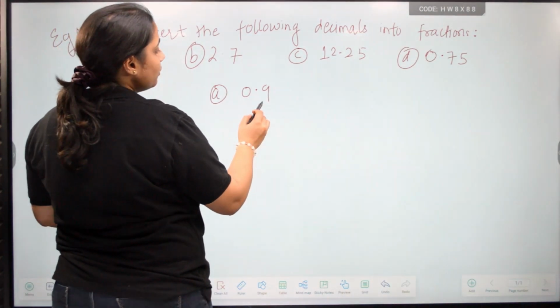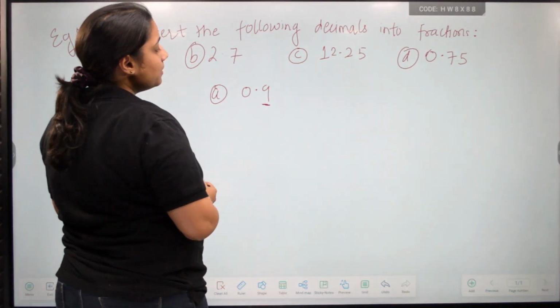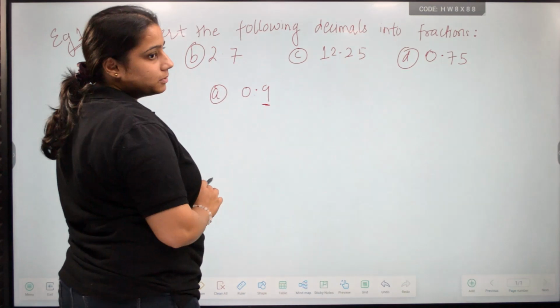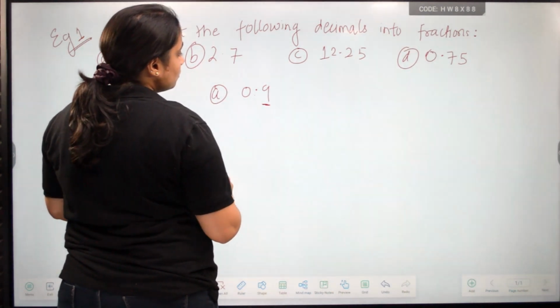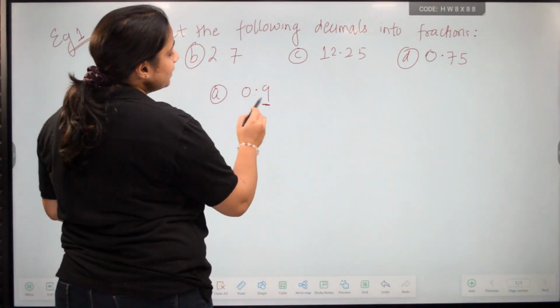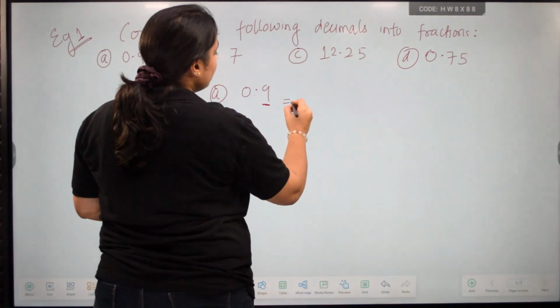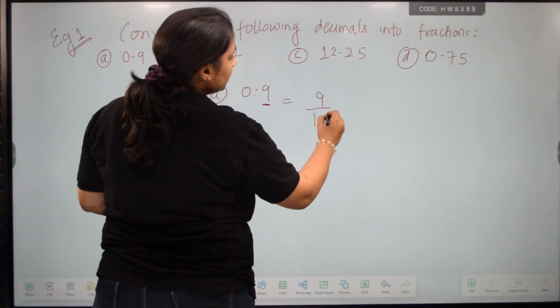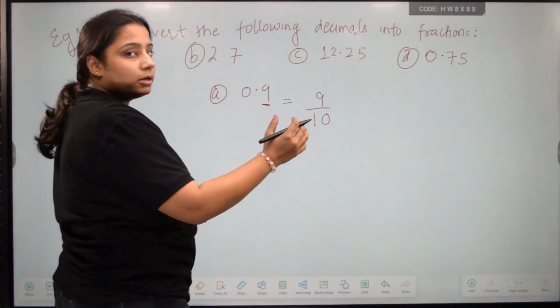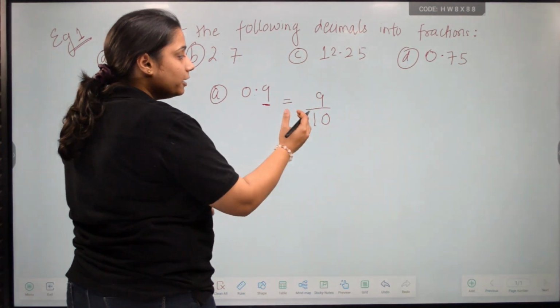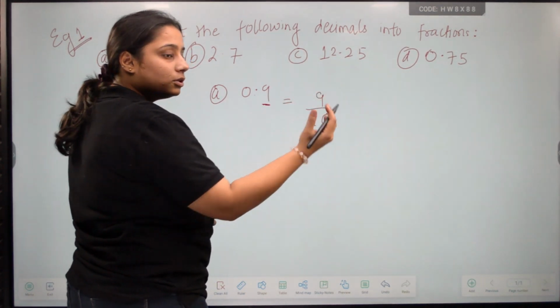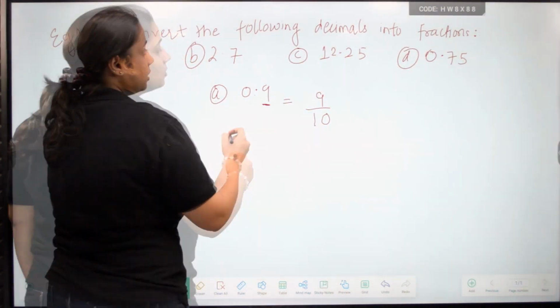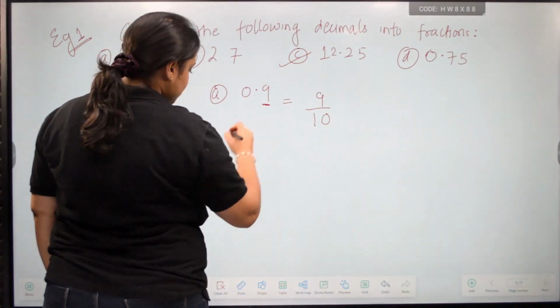0.9, we can see that we have only one decimal place after the decimal point. So we will write it as 9 upon 10. If it has two decimal places, then we'll write it as 9 upon 100. If 3, then 9 upon 1000. It goes like this. Now I'm doing part C.